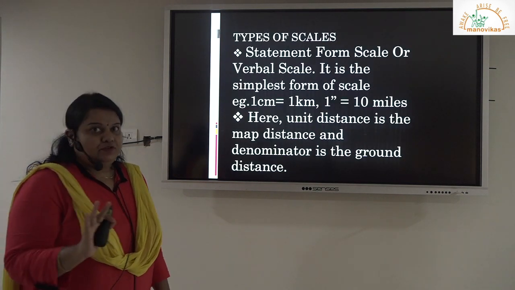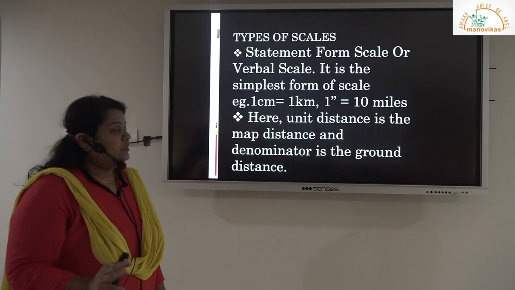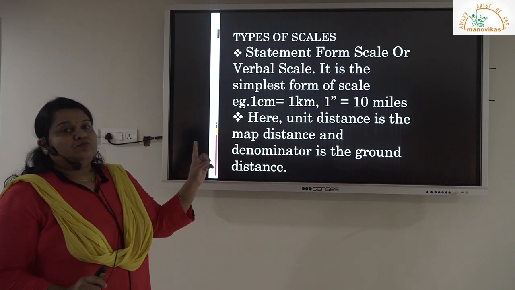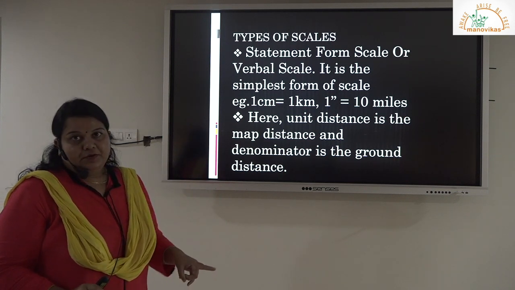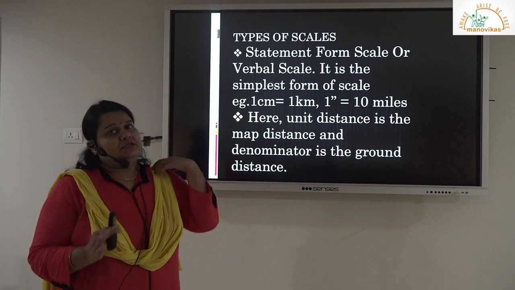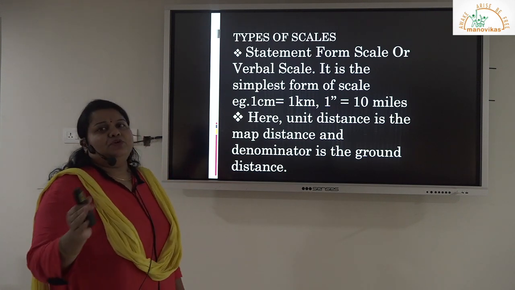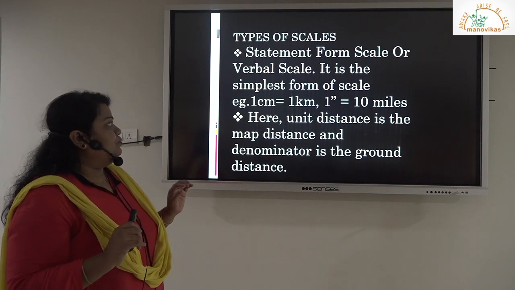Coming towards the types of scales. Types of scales, we have 3 major types of scales. They are statement form scale or verbal scale. It is the simplest form of scale and any layperson can understand. That means it says that 1 centimeter is equal to 10 kilometers on the ground.